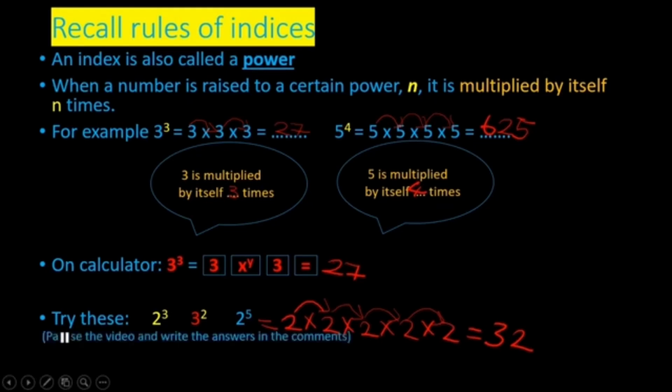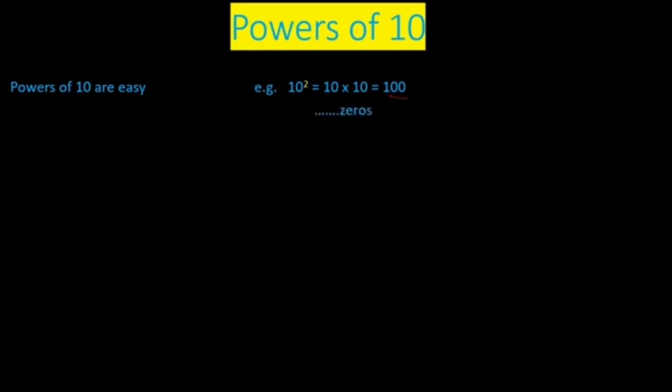Next, we want to look at powers of 10. So powers of 10 are quite easy. For example, we have this number here, 10 to the power 2. So 10 to the power 2 is simply 10 multiplied by 10, giving us 100. All right, so how many zeros did we get here? You can see here that we got 2 zeros, 1, 2.